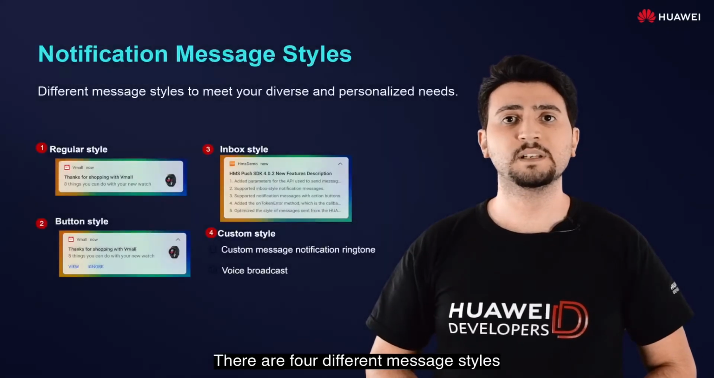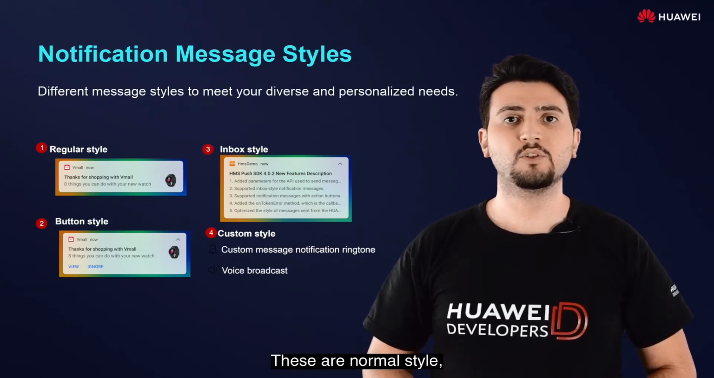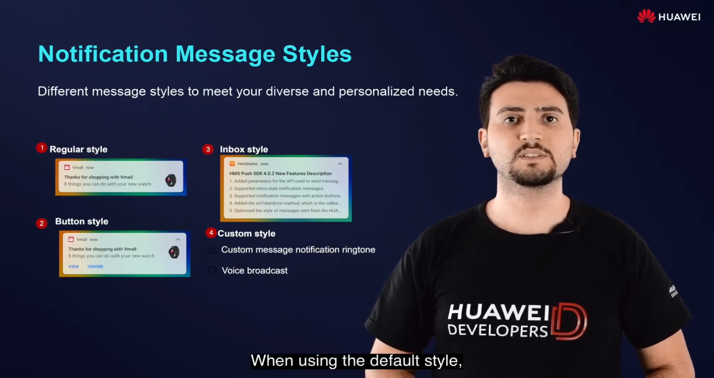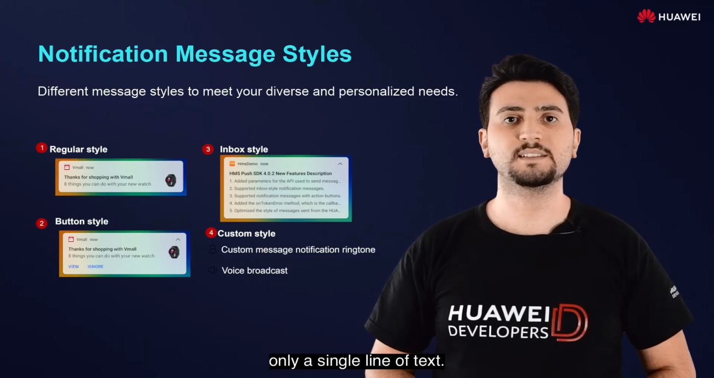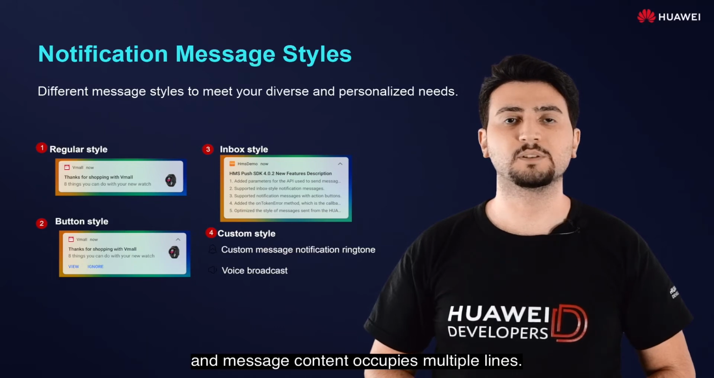There are 4 different message styles to meet your diverse and personalized needs. When these 4 styles are used, it looks like this. These are normal style, inbox style, button style, and custom style. Normal style: when using the default style, a notification includes only a single line of text. In large text style, the message title occupies one line and the message content occupies multiple lines.